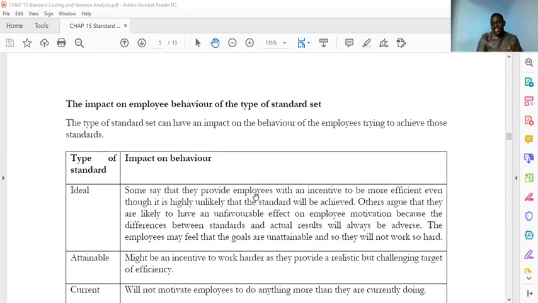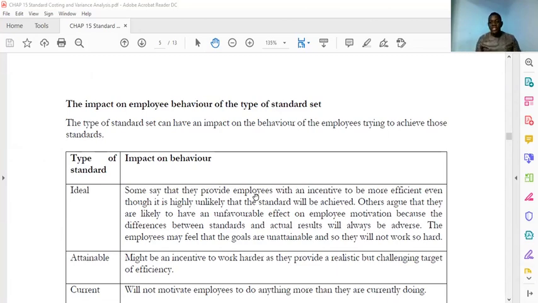Okay, because we said that an ideal standard is a standard that is set under the most perfect operating conditions, where no allowance is made for wastages, inefficiencies, machine breakdowns, idle time, among others. Okay, good. So we are saying when an ideal standard is set, it provides employees with an incentive to be more efficient, even though it is highly unlikely that the standard will be achieved. Others argue that it is likely to have an unfavorable effect on employees' motivation because the difference between standard and actual results will always be what? Adverse. The employees may feel that the goals are unattainable, so they will not work so hard.